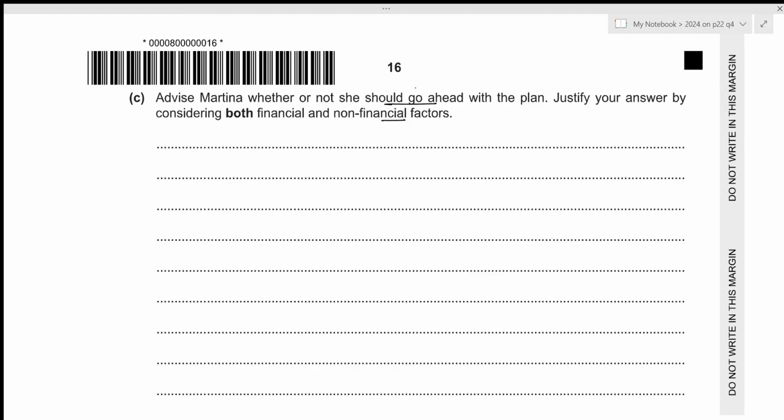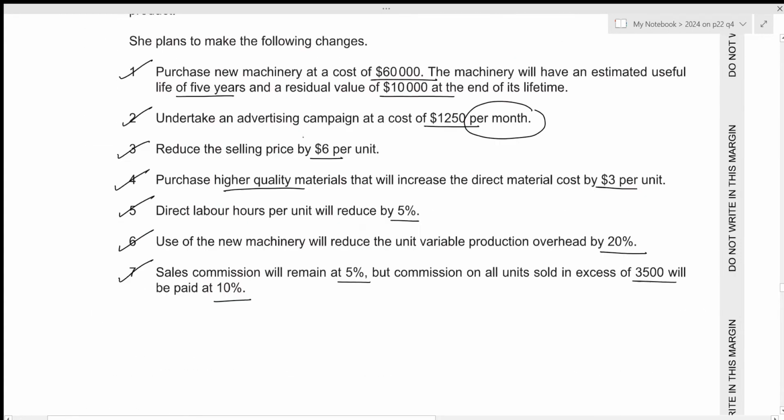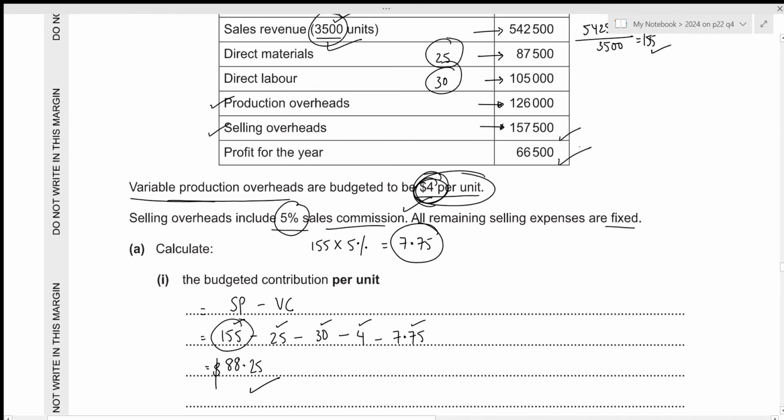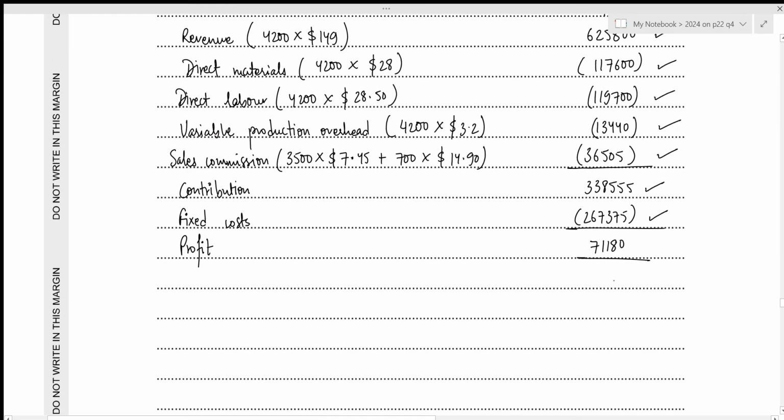In this case, we do not have 2 different options. We only need to talk about the one offer that she has. So we will just divide the 3 marks into financial factors and 3 marks into non-financial factors. Let us start with the financial factors. The very first financial factor we can consider is our profit. So we have the previous profit, which was 66,500, and the new profit, which is of 71,180.